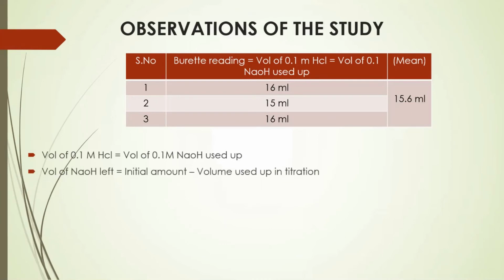Volume of NaOH left is equal to the initial amount minus the volume used up in the titration. That is, initial amount minus mean burette reading. 25 minus 15.6, which is the mean burette reading in our case, which gives 9.4 ml.